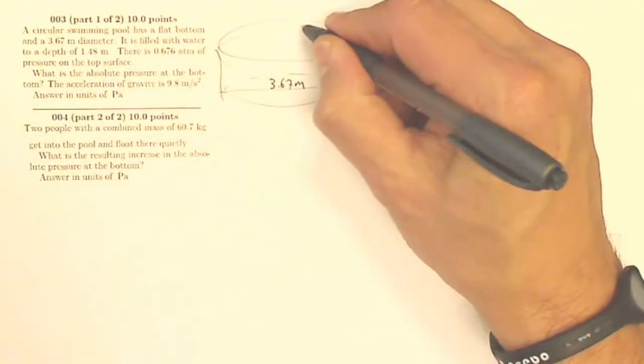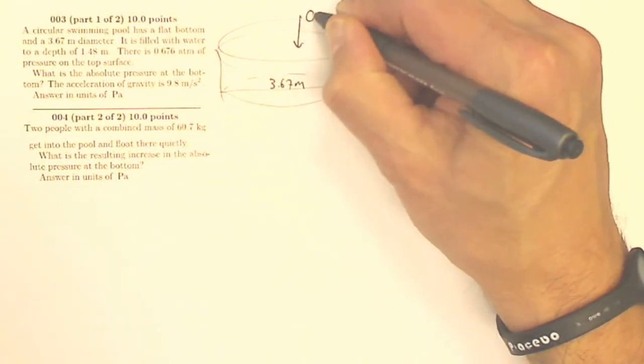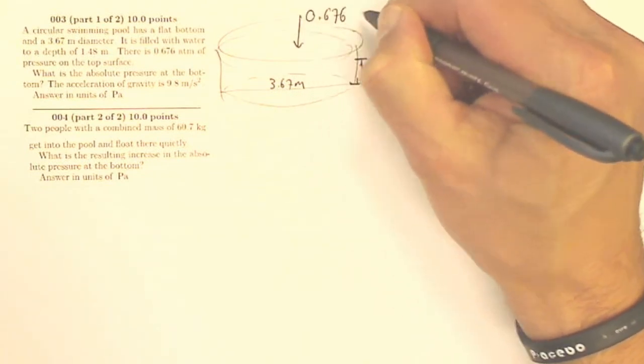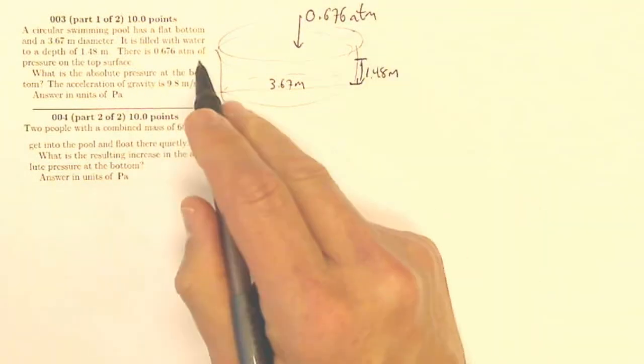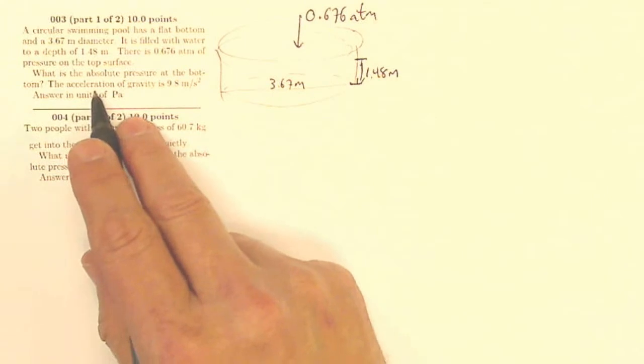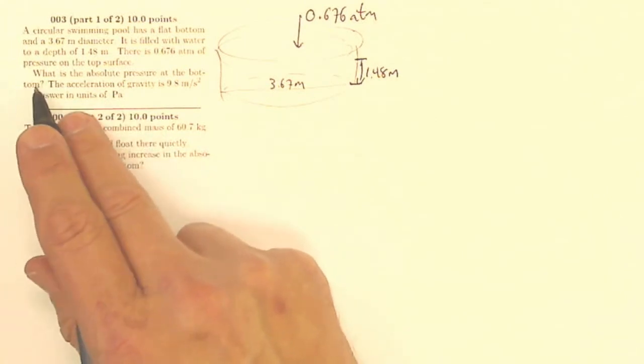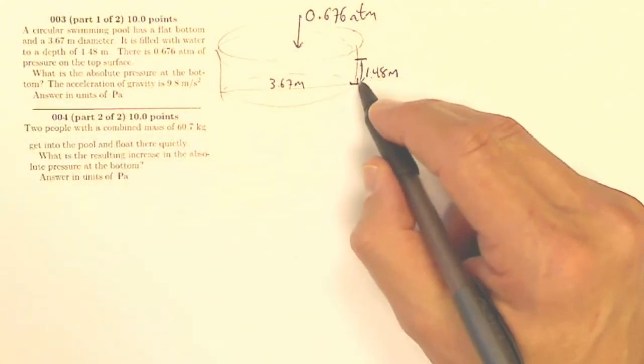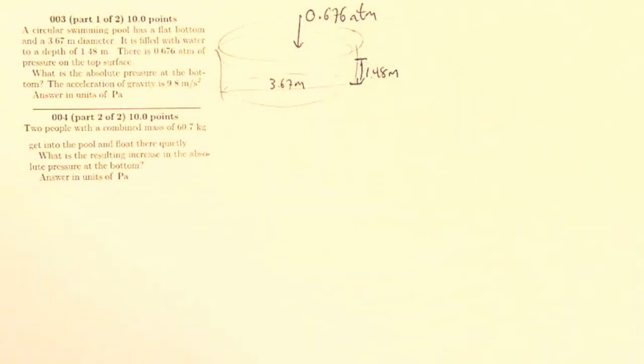So it's filled with water, and there is 0.676 atmospheres on the top surface. What is the absolute pressure at the bottom? Well, the absolute pressure at the bottom is going to have to do with the pressure due to the water plus the pressure due to the atmosphere.